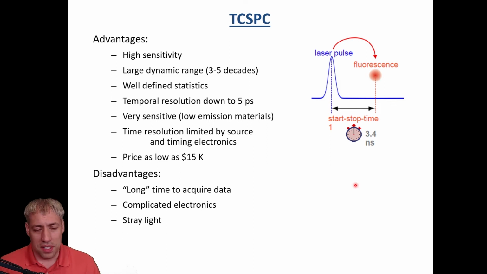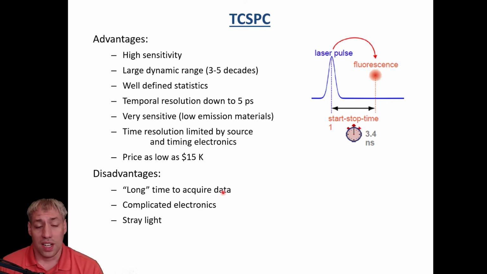TCSPC is one of the more common time-resolved emission measurements at this point. It's a really sensitive technique. Like we said, it's single photon, so you can measure very weak emitters and still detect signal. It also gives you a relatively large dynamic range, 3 to 5 decades of time, and well-defined statistics. This behavior has been well understood and well studied. There are papers that say you can get temporal resolutions down to 5 picoseconds, depending on your pulse width as well as your detector response time. Time resolution, like any measurement, is limited by the source as well as the timing electronics. And you can get these instruments for as low as 15K for a single wavelength light source, so a reasonable price for a TCSPC instrument.